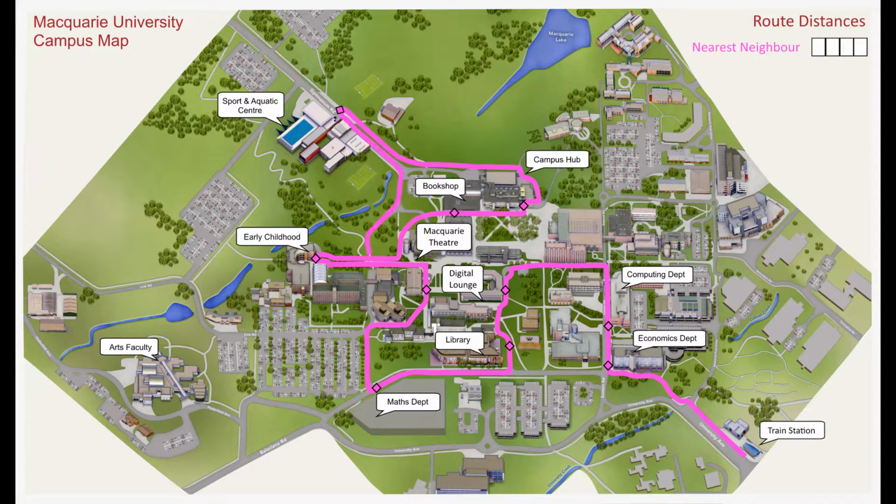Now there is only one location not visited, and it's quite a long way away. It's 900 meters to the arts faculty, and another 1,100 meters to get back to the starting point, the train station. So, the nearest neighbour's route comes to 4,320 meters. That's quite a long walk.